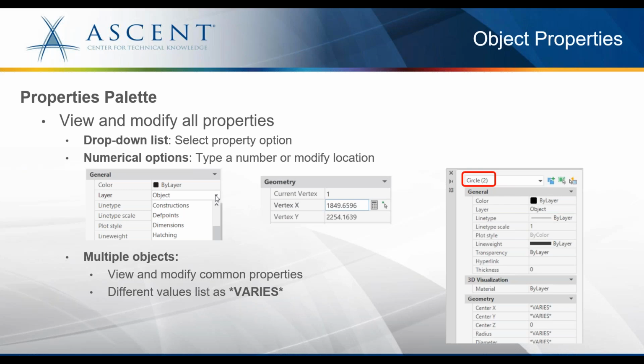Then you can also select more than one object of the same type. For example, the rightmost image on the screen shows 2 circles have been selected. In this situation, the software lists the types of properties that both the objects have in common. In this case, both the circles have common general properties. If their values are different, they are listed as varies. So in the image, you can see that the geometry values are different and therefore are listed as varies.